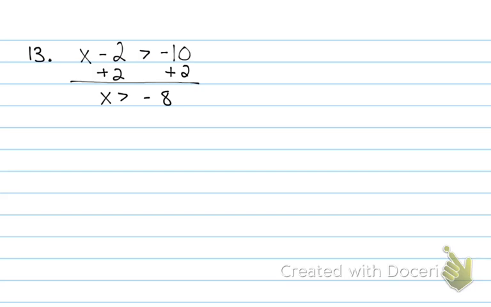Number 14, a number plus 7 is at most 4. All right, I want you to try that one. It's at most. So that combination can be at most 4. So what has to be true about those values compared to 4? All right, go ahead and write it down.